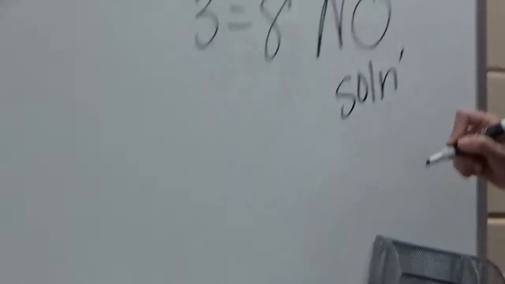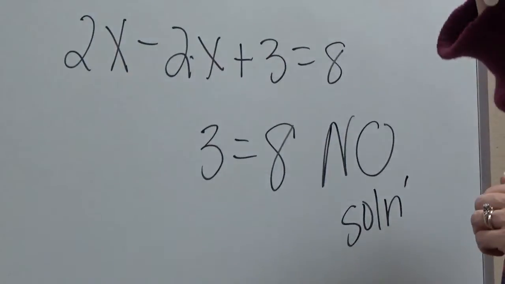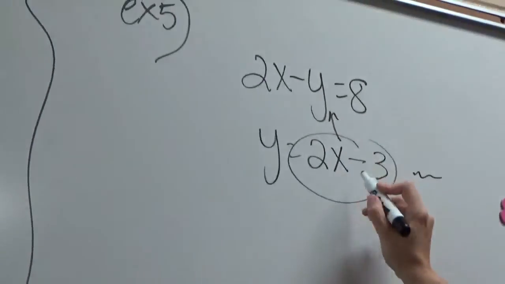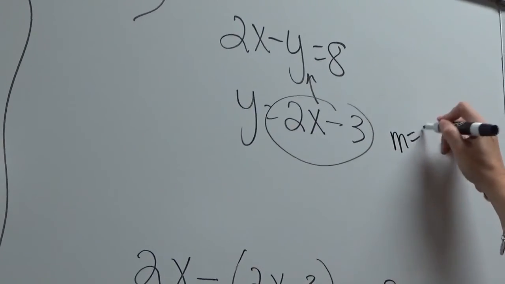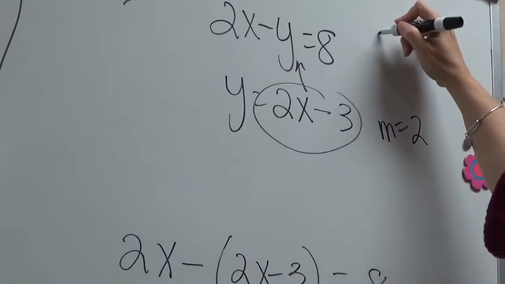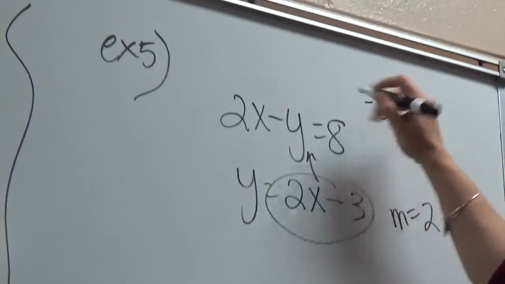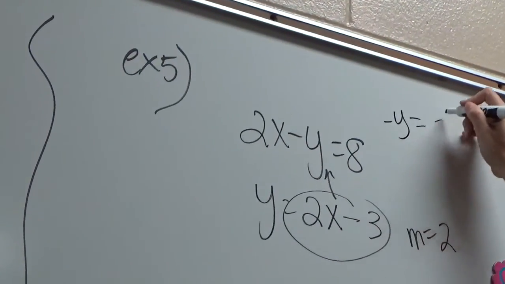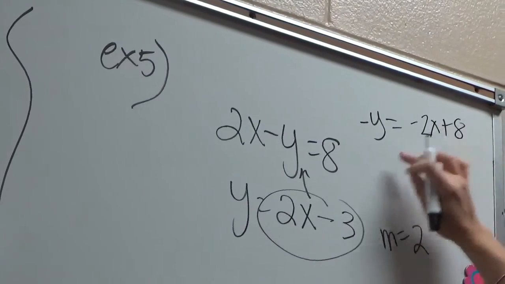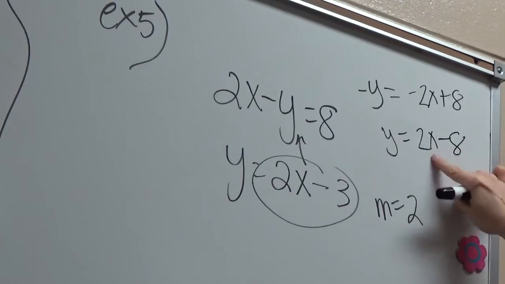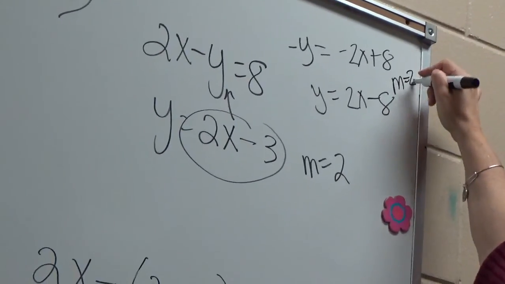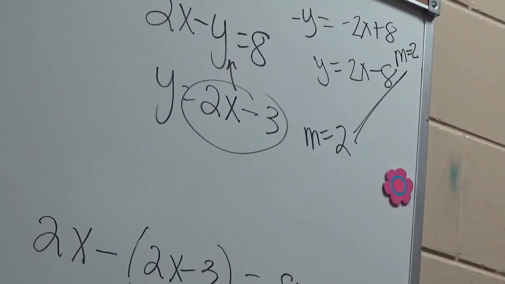Why? Because these lines are parallel. Let's just check it. If we get this into y equals mx plus b, we know the slope. In this one, it's already in y equals mx plus b. Slope is 2. If I got that into y equals mx plus b, I would just bring the 2x over and I get negative y equals negative 2x plus 8. Divide by a negative 1, which flips all the signs. Notice the slope here is also 2. When you have equal slopes, they are parallel.